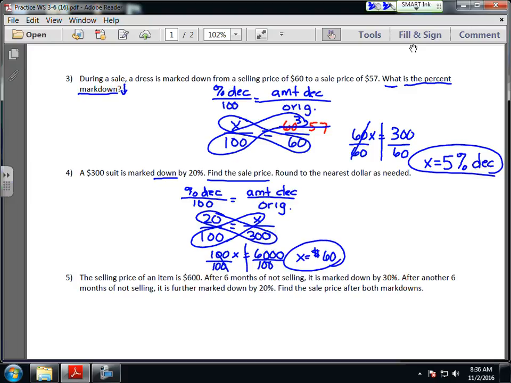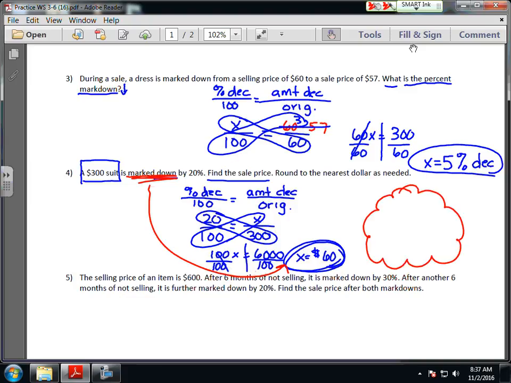Now let's take a look at this. It wants us to find the sale price. Well, we know that the suit is $300. Does that mean that we're getting the suit for 60 bucks? No. The store marked it down $60. We still have to find the selling price of the suit.